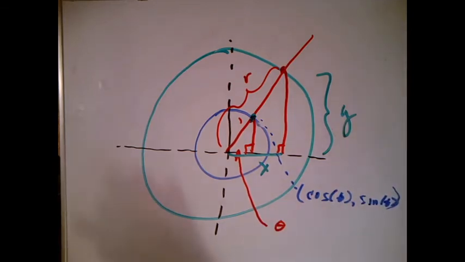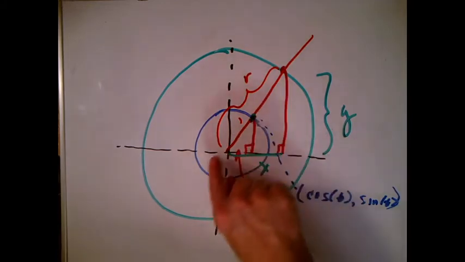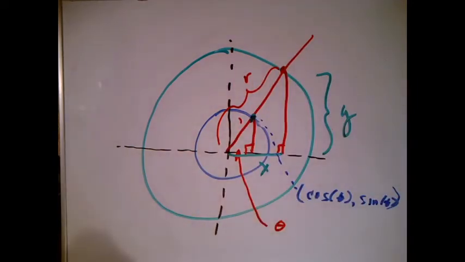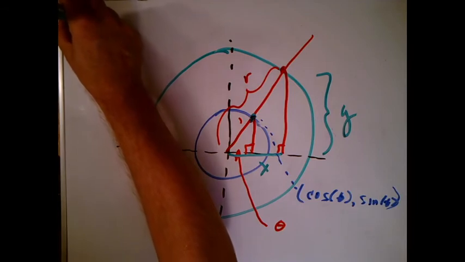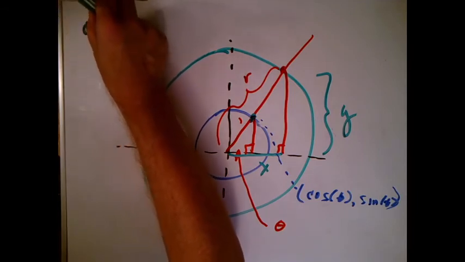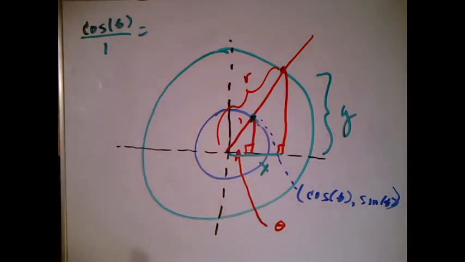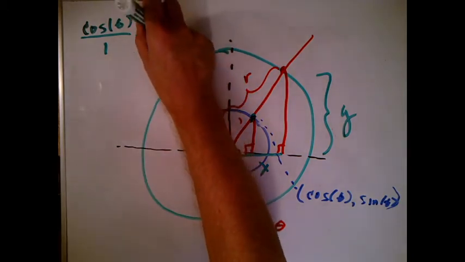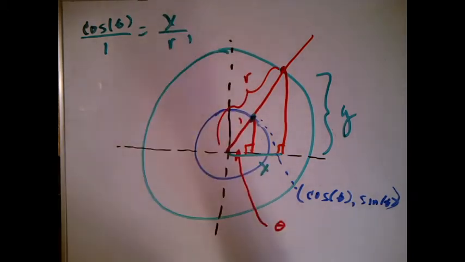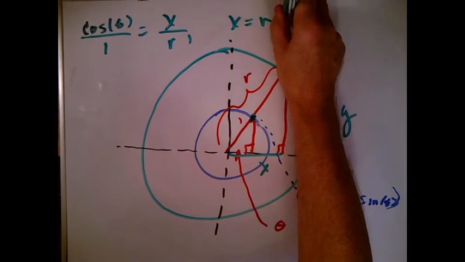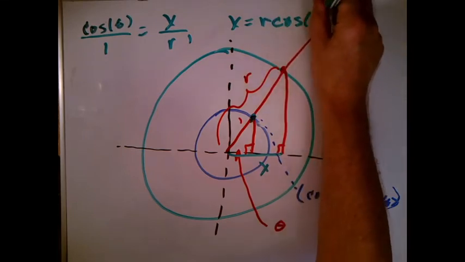Now what we're going to do is use similar triangles. So for example, I have the little x-coordinate here over the hypotenuse is equal to the big x-coordinate over the hypotenuse. We'll write that way up here. The little x-coordinate, that's just cosine of theta, over the little hypotenuse, well that's just 1, is equal to the big x-coordinate, which we don't know, over the big radius, which is r. And so what we're going to get there is that the x-coordinate is r cosine theta, like that.